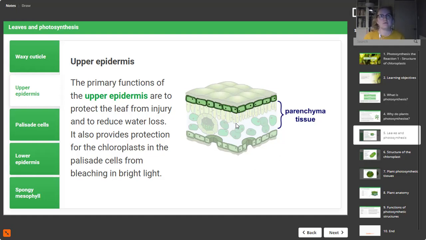Chloroplasts need light energy for photosynthesis to occur. But if the light is too bright, it can bleach them and damage them so they wouldn't be able to work properly. So this upper epidermal layer provides physical protection from things landing on it and water sitting there, protection from water loss, and extra protection to the chloroplasts to stop them bleaching in bright light. Whilst they want light, they don't want too much light. It's a bit like us really.